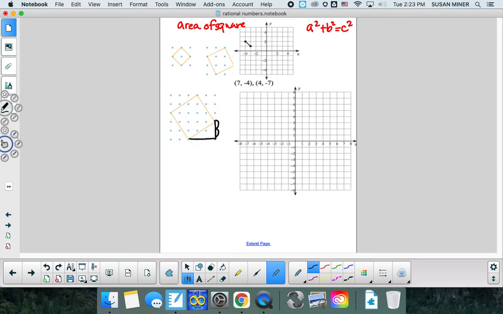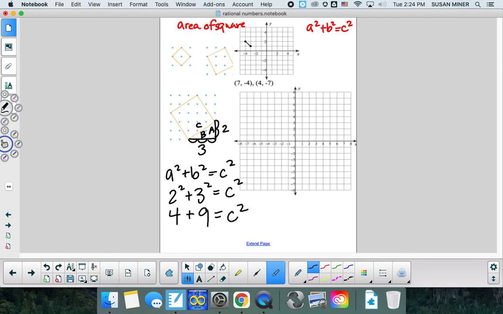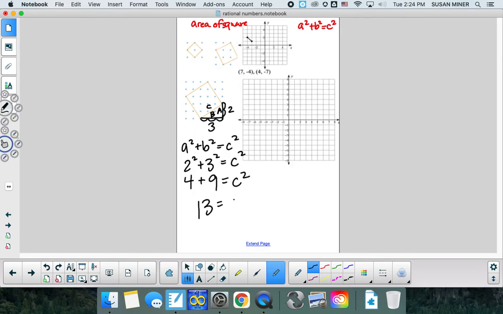So this one is 2 boxes long. This one is 1, 2, 3 boxes long. And so my side lengths are 2 and 3. And remember, my diagonal side is always c. So one of these is a and one of these is b. And I'm just going to substitute it into my Pythagorean theorem. a squared plus b squared equals c squared. So 2 squared plus 3 squared equals c squared. This will be 4 plus 9 is equal to c squared. So 13 equals c squared.